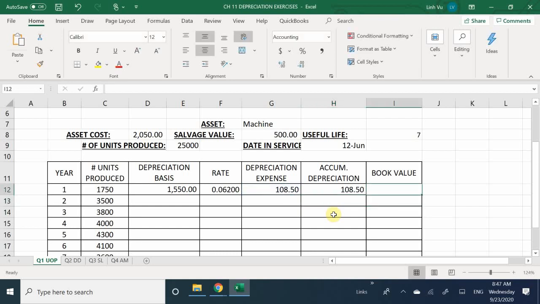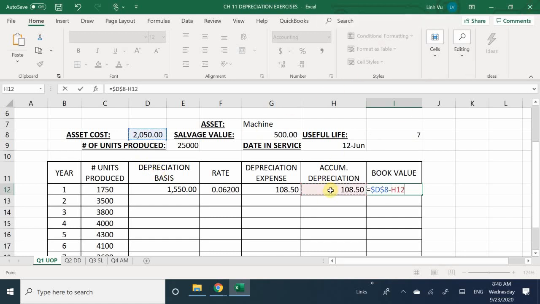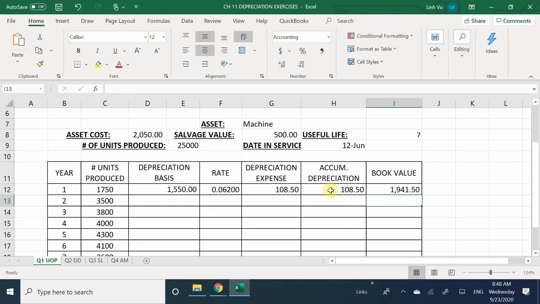And then what is going to be my book value? 1,941.50. Okay, good.